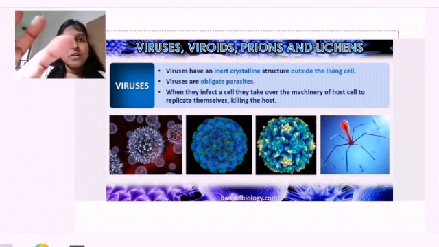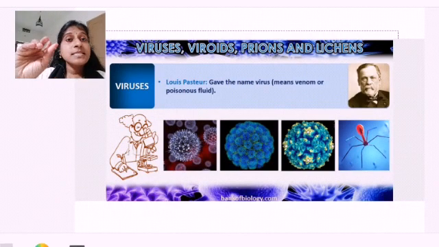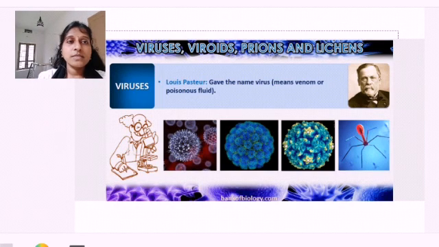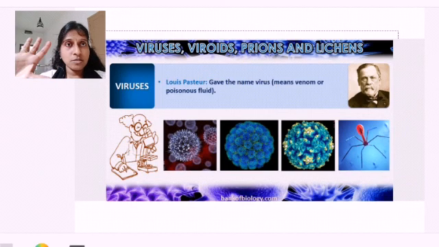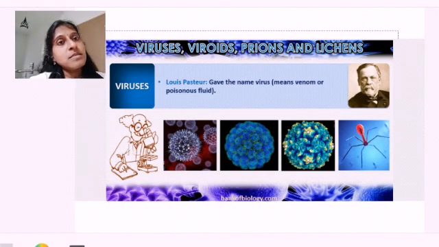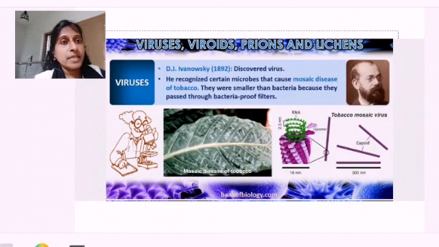Now, the name virus was given by whom? Louis Pasteur gave the name virus. Why did he give the name virus? Because the meaning of virus is venom. Venom means what? Snake's venom, poisonous. Some poisonous fluid is secreted by these viruses after getting into the cells, which can kill the host. That is why the name has been given as virus.